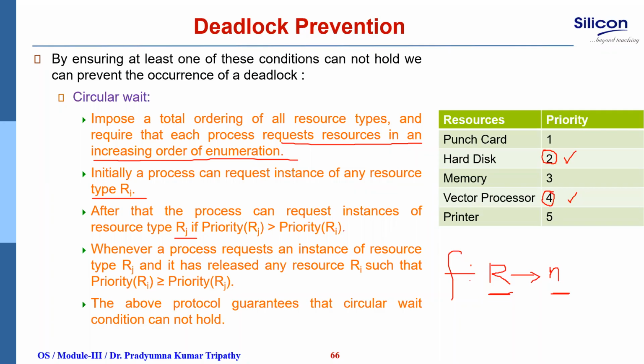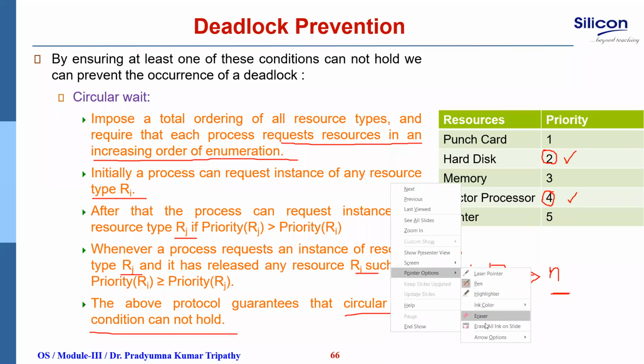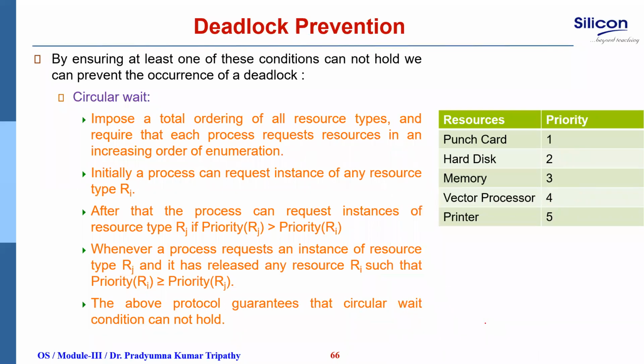Here I have taken Rj and here I have taken Ri. Correct? So the above protocol guarantees that a circular wait condition cannot hold. How will you ensure that the circular wait condition will not hold? How does it ensure that circular wait will not hold if you go on allocating in this way, by priority allocation?